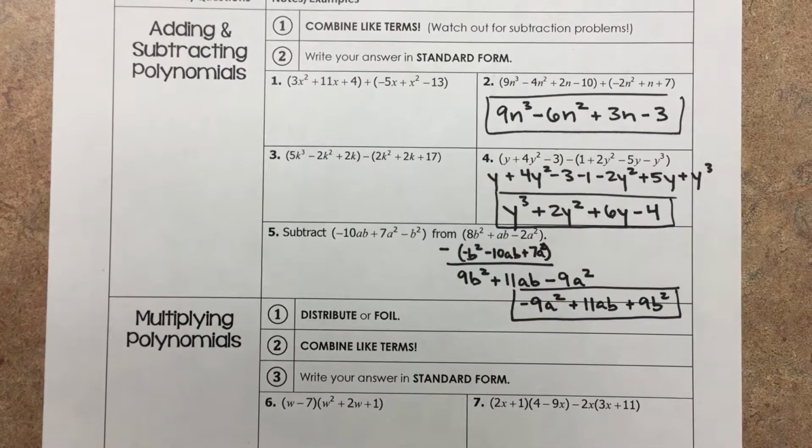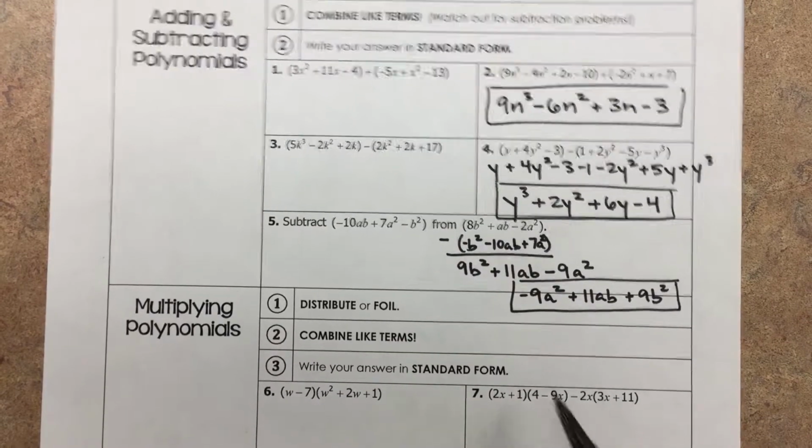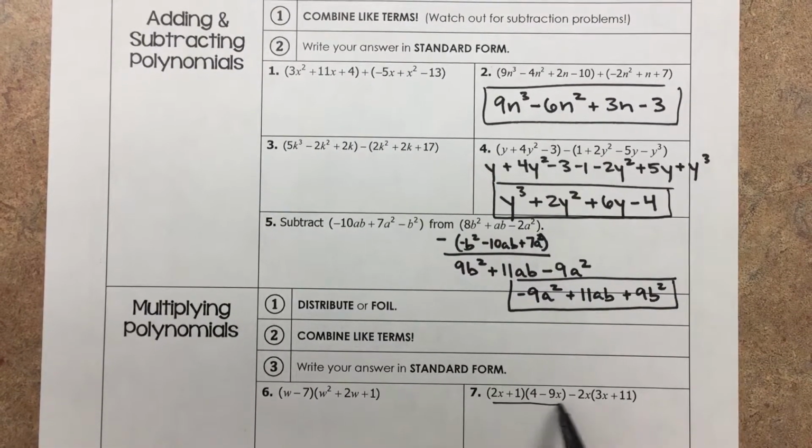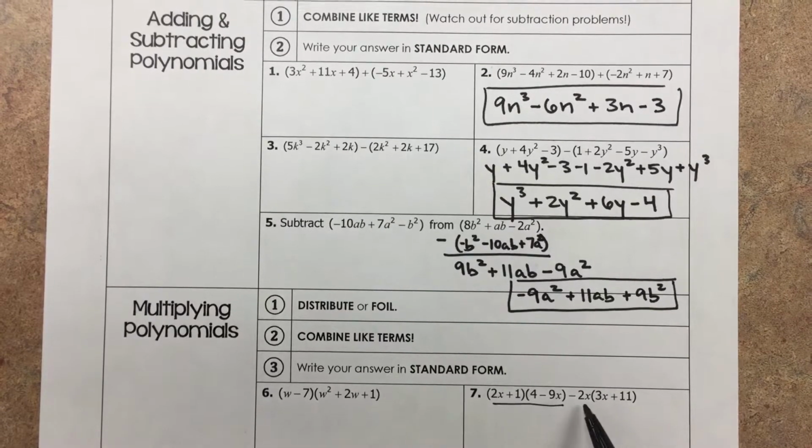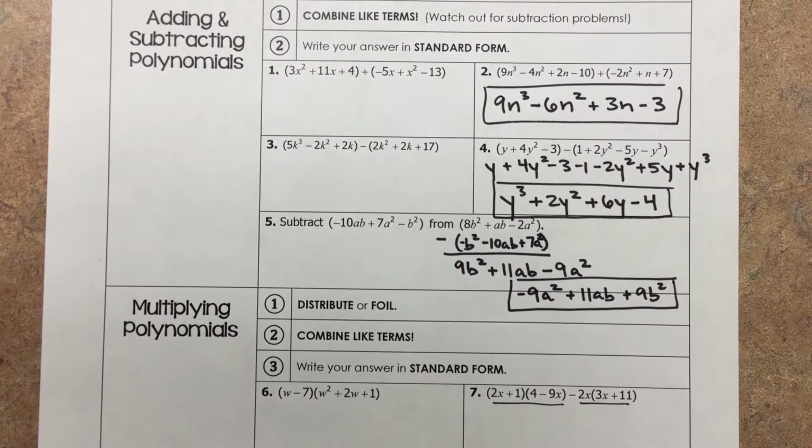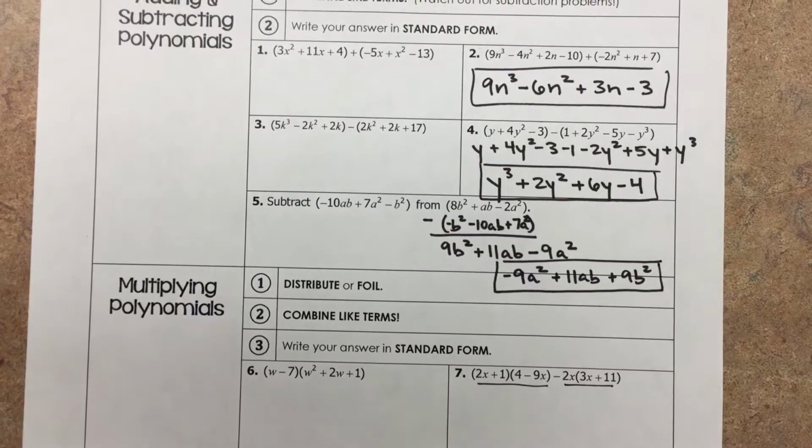So we're going to look at number 7 first. So you either distribute or foil. So we're going to do a little bit of each. These two get multiplied together, which means we foil. And then we're going to distribute this 2x and then keep moving through our steps. So foil these out.